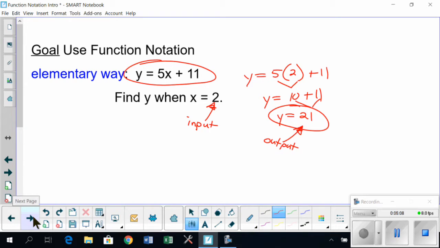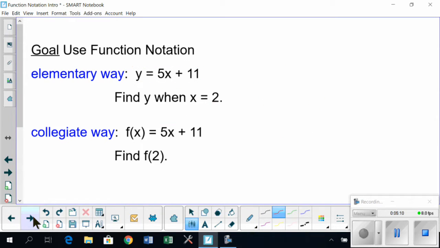Now, as you advance along in algebra class and get to more advanced levels, you start to learn, I'm going to call it the collegiate way to write a function. This is called function notation. Now, this looks like it could be an f times x, but it's actually pronounced f of x equals 5x plus 11, and the command says find f of 2.